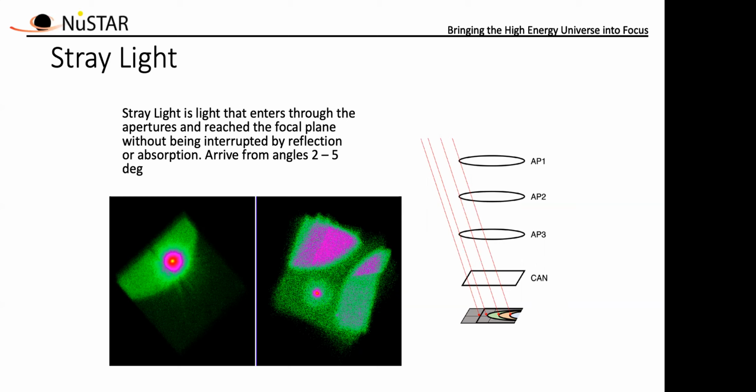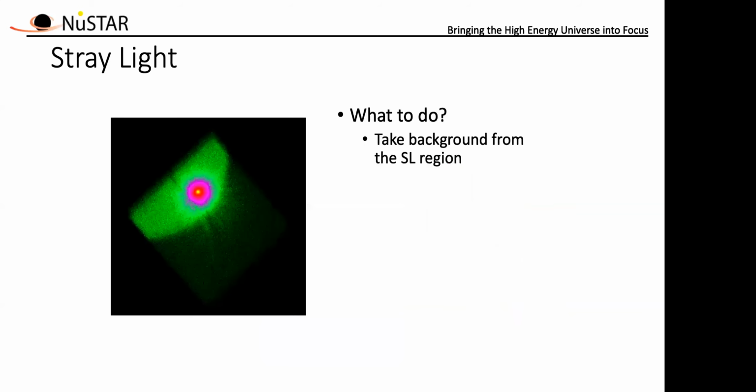having it halfway on there is the worst case scenario, because what do you actually have in there? So if your source is entirely in the stray light region, your background has to come from the stray light region. If your source is outside, of course, don't take your background from the stray light region.